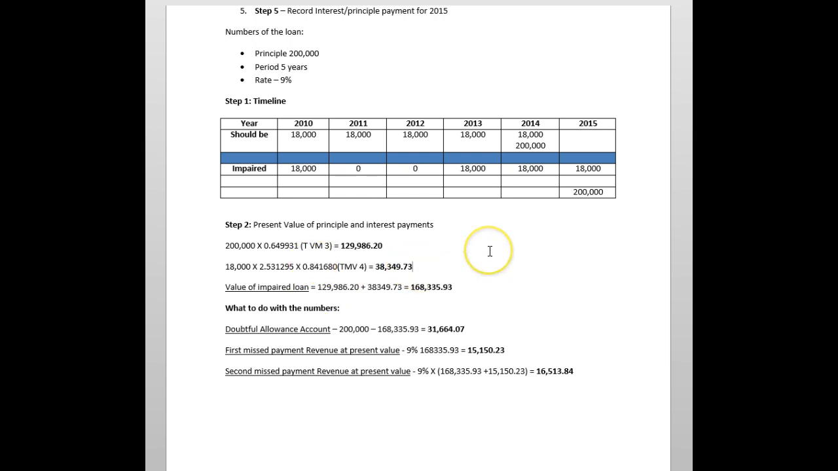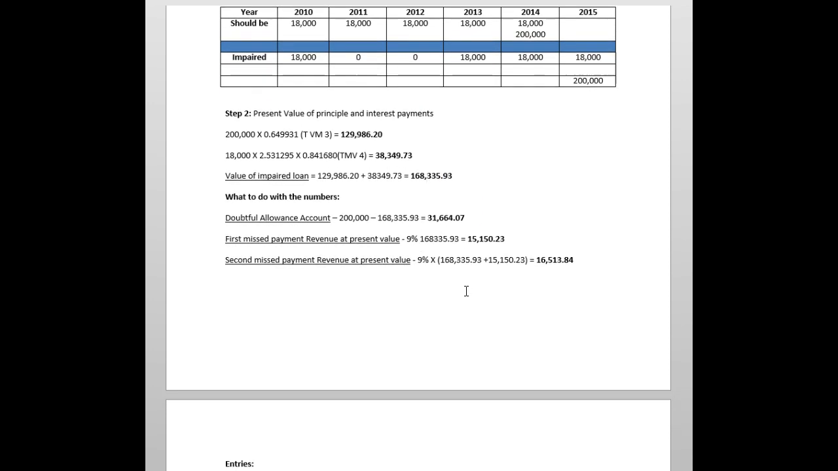You end up with 2 factors. The first factor is for the actual 3 payments you're going to be using. This one is for the deferred payments, so it pulls it out. So those payments they're making are now worth $38,349. You'll add the 129 and the 38 and come up with the value of the impaired loan at this time. Now, what do you do with that? Well, that number is going to tell you the doubtful allowance account figure.